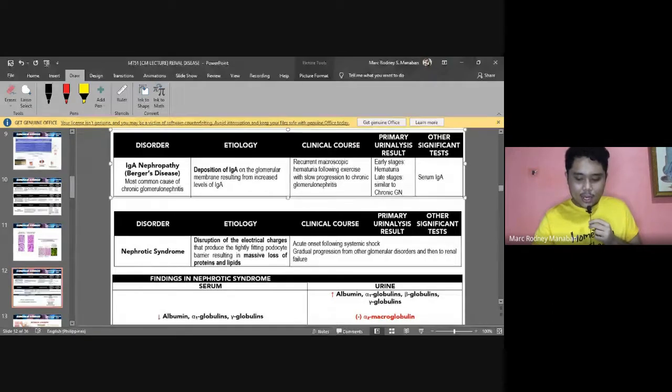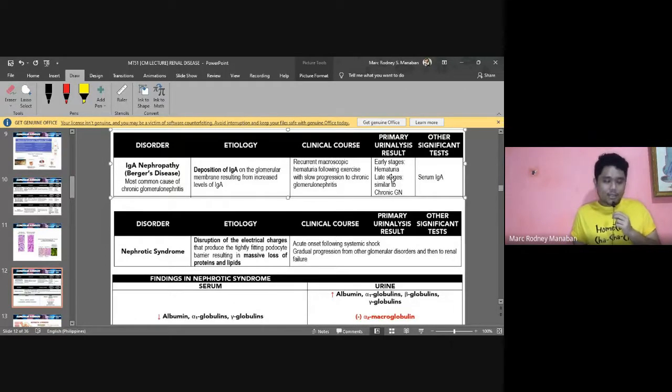Okay. All right. Now for the expected UA results, again, for early stages, hematuria muna. All right. And for late stages, it resembles na chronic GN. So na mga waxy casts, no, fatty casts. Ayan. And for other significant tests, of course, you measure IgA. Okay? All right.